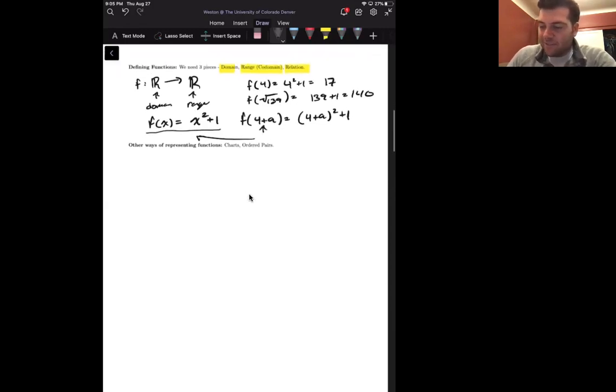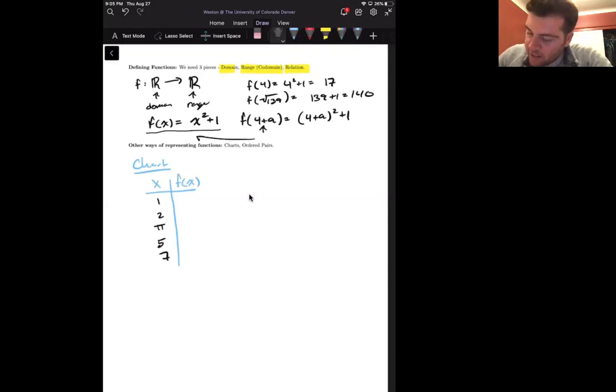Another way to do it is also using charts or ordered pairs. So for a chart, we would look at x alongside f of x, and then just write down where things go. So 1, 2, pi, 5, 7, 15.2, and we just pick wherever we want to send it. 1 can go to 101, 2 can go to 5, pi can go to 6.1, 5 can go to 7, 7 can also go to 7, that's fine. 15.2 can go to 7.1.